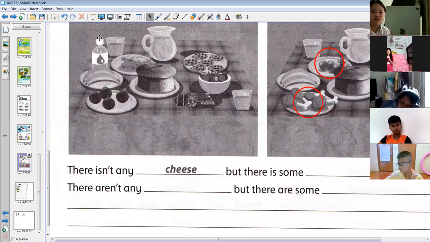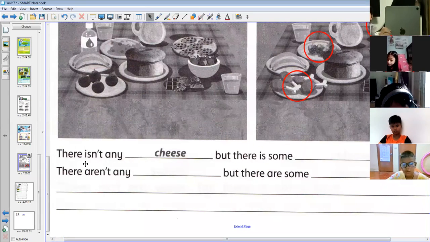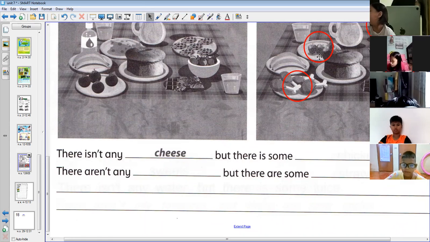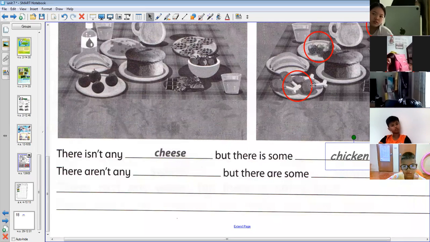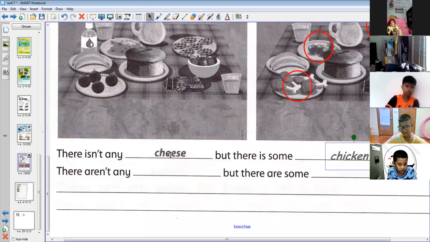Okay, so everybody's writing is going to be a little bit different if you just do it yourself. So let's say there isn't any cheese, but there is some. So what is there instead of cheese? There is some. Well, we can't say strawberries because strawberries are countable. So we say there is some chicken. All right. Now you might think these chickens are countable, but usually if we're talking about a whole chicken, like the animal, then they're countable. But when it's parts of chicken, when the chicken's made into food, then it's usually uncountable. So we say there isn't any cheese, but there is some chicken.